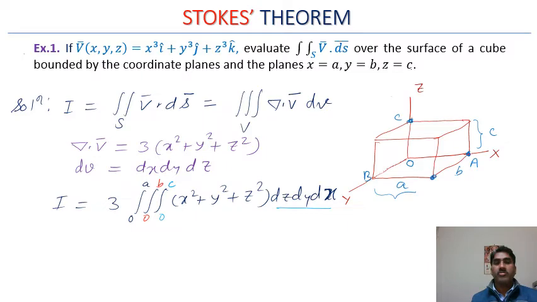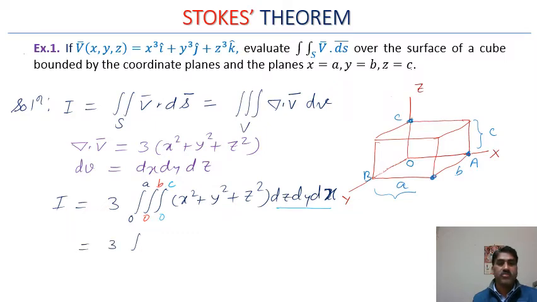So I want to put these limits in order to look like ABC. So therefore I have written dz dy dx. Now you can integrate in any order. You can integrate z first, you can integrate y first, you can integrate x first. So let us integrate with respect to x first. So what does this give?